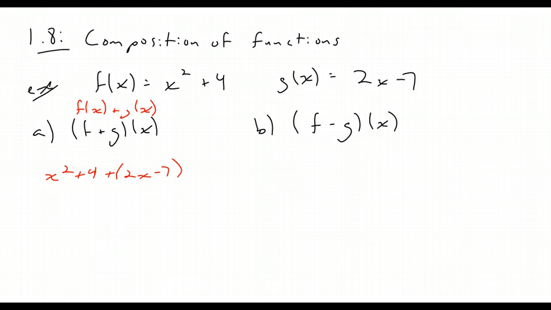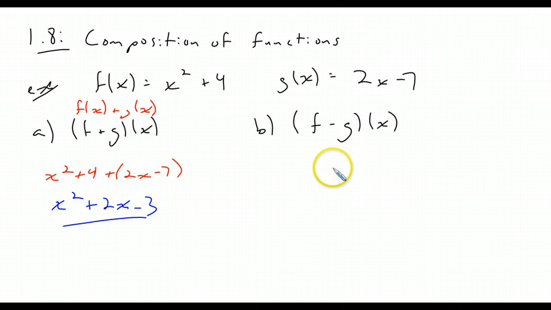Nothing really to distribute, so I can just rewrite my function. So I have x squared plus 2x. 4 minus 7 is negative 3. That's as far as I can go. There's nothing to plug in. I'm not trying to factor or solve or do anything like that.